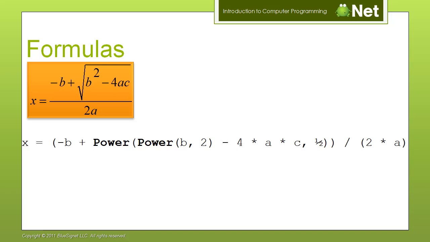So negative b plus the power of b to the power of 2, which we see as power paren b comma 2, minus 4 times a times c, to the power of 1/2. In the order of operations, I think that'll just go left to right. The power function will evaluate first, b to the power of 2, then 4 times a times c. Those will be subtracted from each other, which results in the value that's calculated by the power of 1/2. And lastly, that gets added to negative b. Once that has been evaluated, it continues on to the forward slash and evaluates 2 times a, and the result of that is divided into the result of the upper half.